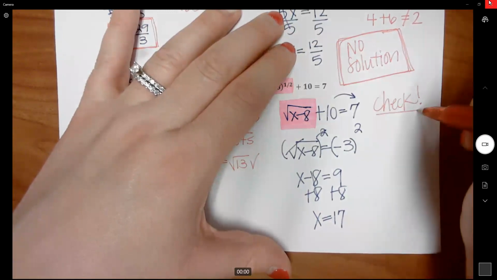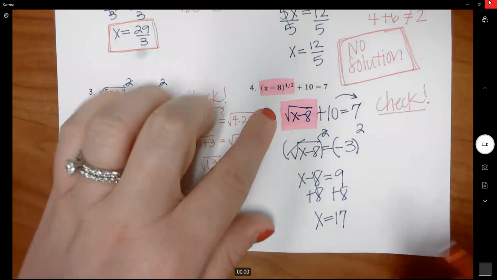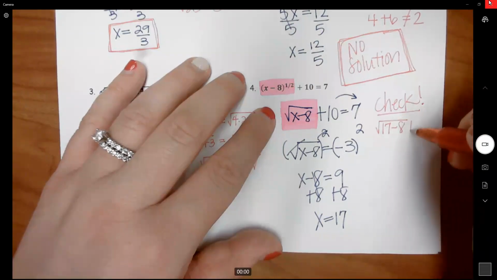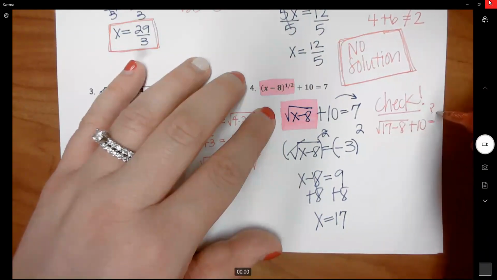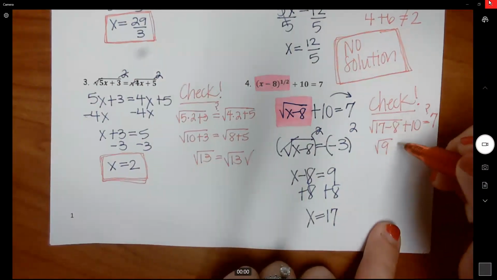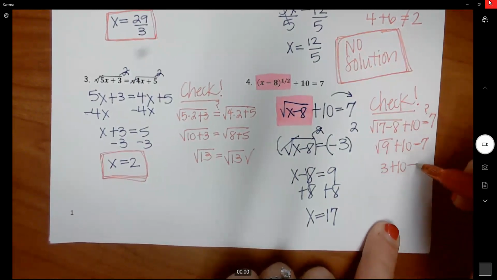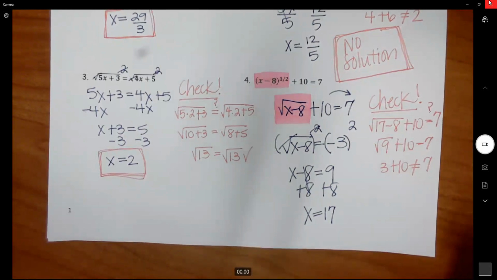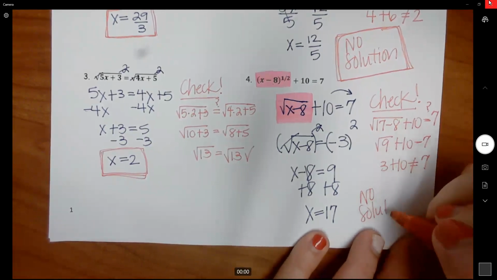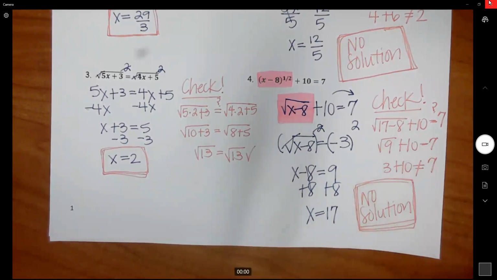Now it says to check it in the original. This is the original, just written in a different way. So I am going to check it in this one here. So I've got 17 minus 8 plus 10. And I am looking for, does this equal 7? So this gives me the square root of 9, which is 3. And 3 plus 10 does not equal 7. That equals 13. So this is another no solution.